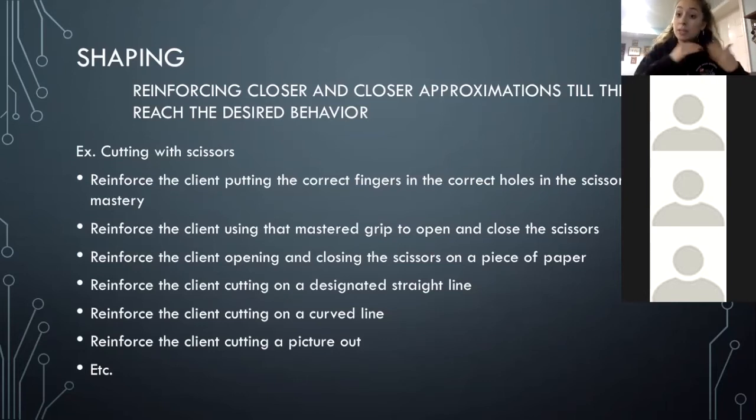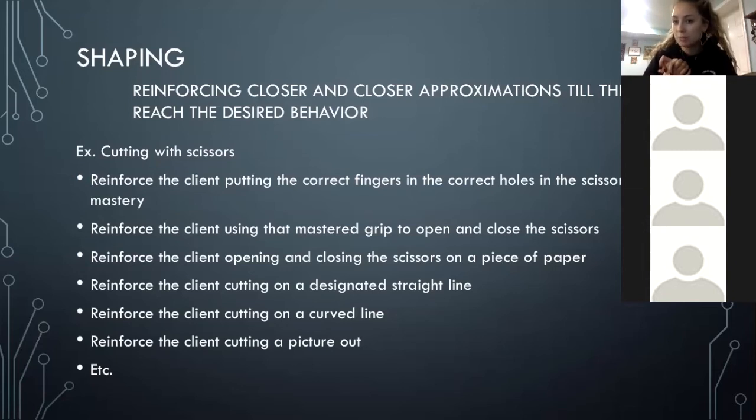Okay, now I'm gonna draw a line on the paper. Can they open and close the scissors on a straight designated line? That's a straight line. My next step might be a curved line. And then my last step would be a picture. They will finally be able to cut out a picture. Okay, so here it is. We're gonna reinforce closer and closer approximations, or maybe steps, until we can finally start reinforcing the desired behavior, which is to cut a picture out in this case.